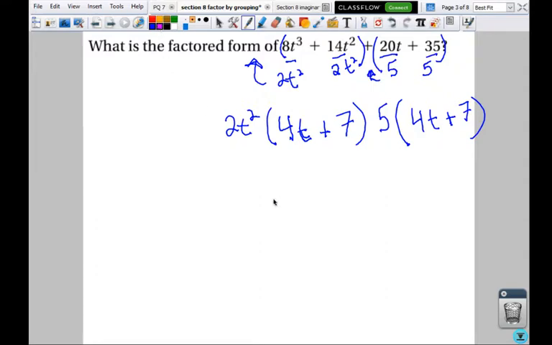I got my last step now. What's going to go inside my first parenthesis? Don't forget 2t squared. 2t squared. Okay, and what else? Plus 5. And what goes in my last parenthesis? The 4t plus 7. 4t plus 7. I put 4t plus 7. And this is my final answer.